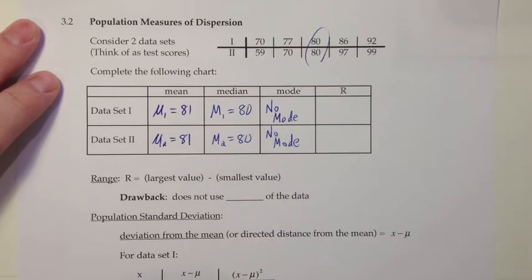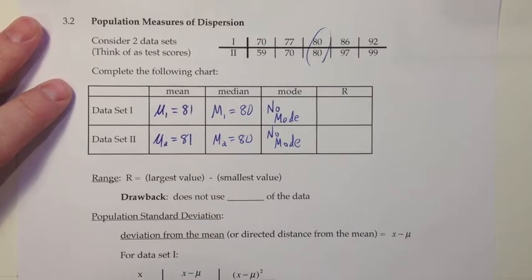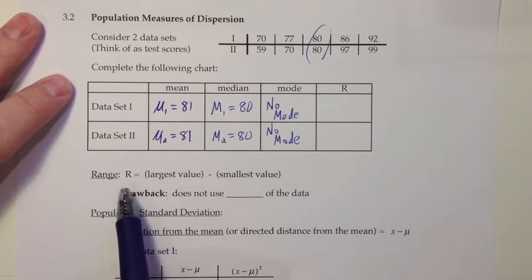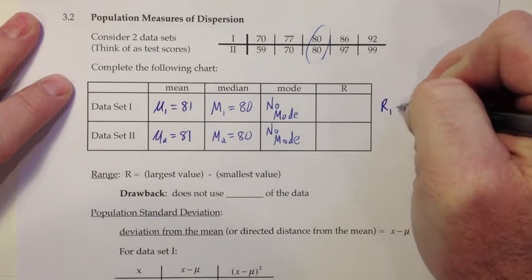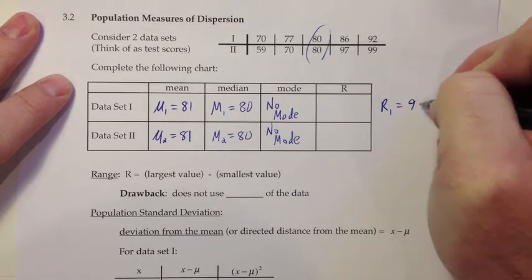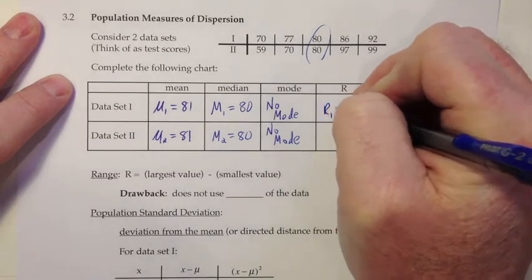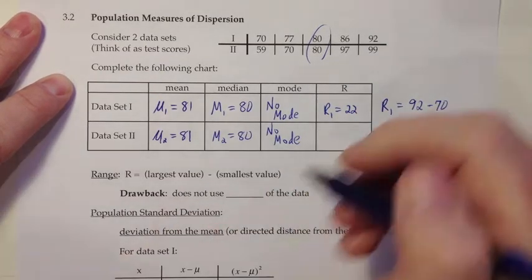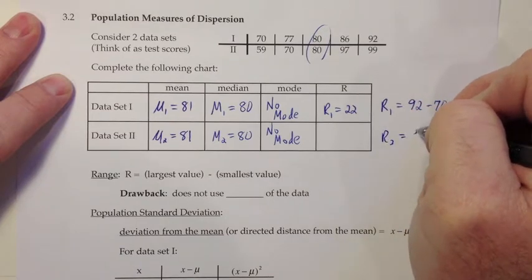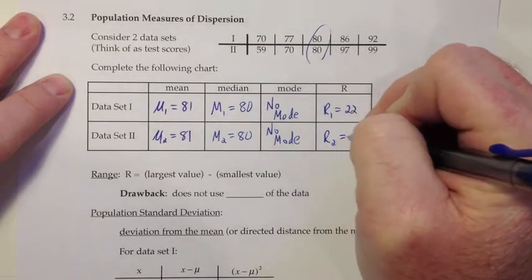So if we want to see the difference start to show up in our calculations, we need to start calculating measures of dispersion. So the first one that we can do is nice and simple. It's called the range. And we use a capital R for that. And the range is just the largest value minus the smallest value. So let's do that on the side over here. The range for data set 1 would be the largest value, 92, minus the smallest one, 70. So our range for data set 1 would be 22. And then if we did the same thing for data set 2, we take the largest value of 99 and subtract the smallest value of 59, and we get that the range for that data set is 40.